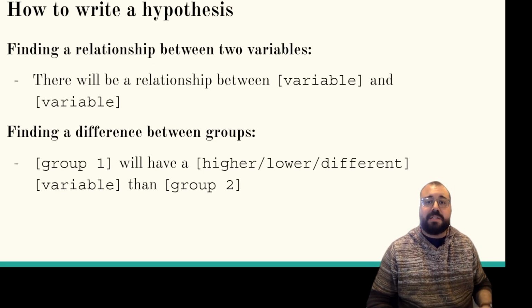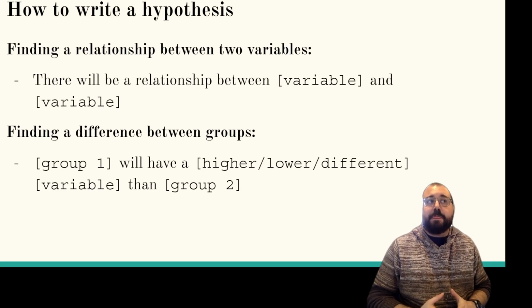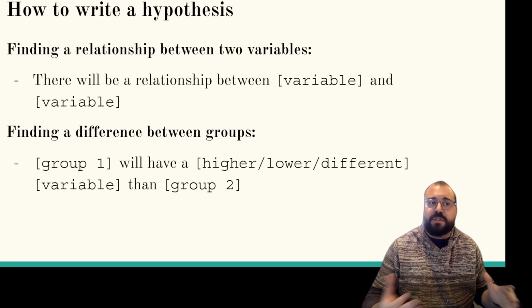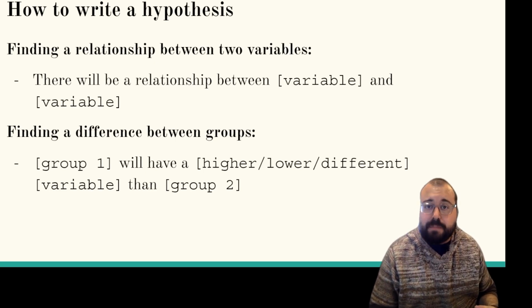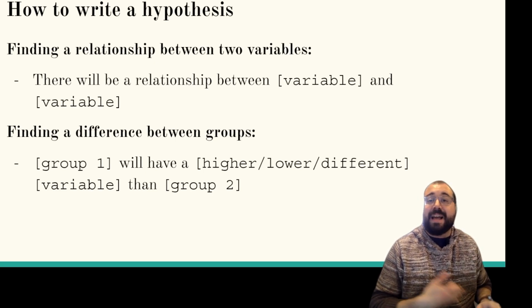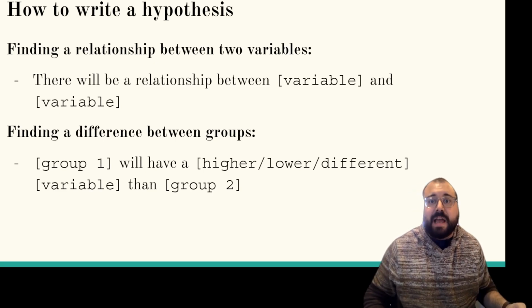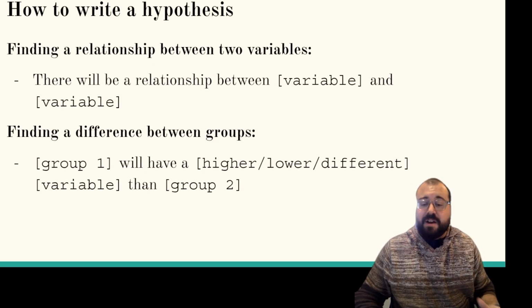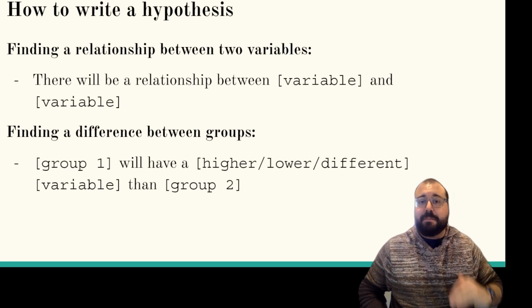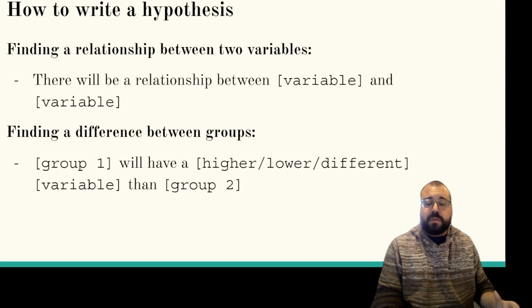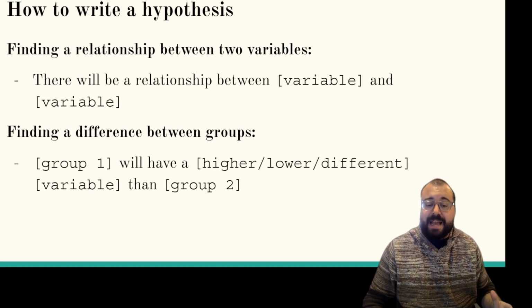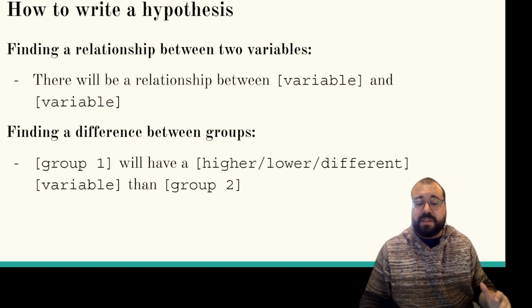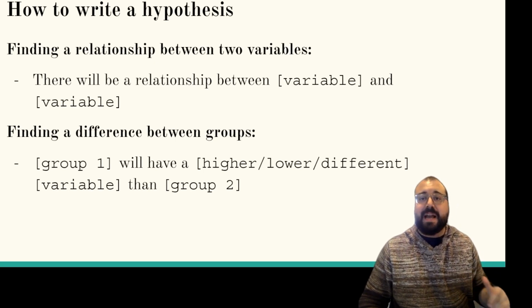Remember, a variable is something that varies in its response. It's usually numerical, right? Like, on a scale of 1 to 5, how do you feel today? That's a variable. It's a way of asking a question and getting back a variable. So you need to have 2 variables and say, hey, there will be a relationship between these 2. That's one way of making a hypothesis.